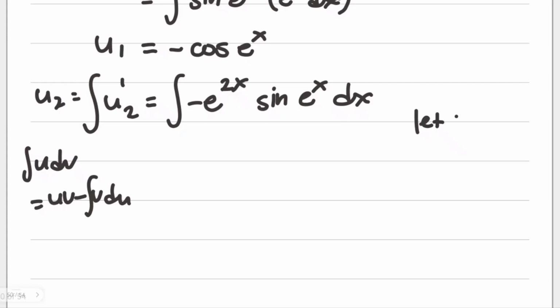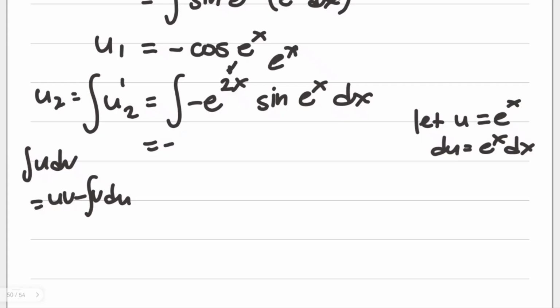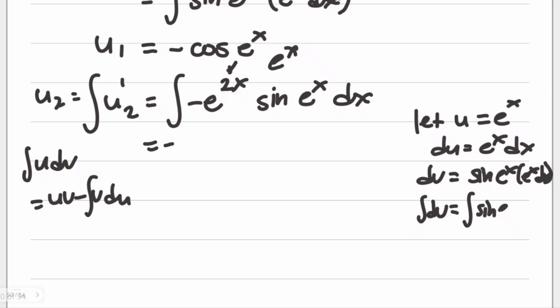Let's say u is e to the power of x, so our du is e to the power of x dx. Again, we're moving the negative sign outside. If I take one e to the power of x here, I still have one more e to the power of x. So our dv is sine e to the power of x times the additional e to the power of x dx. The integral of that dv, the integral of sine e to the power of x, e to the power of x dx, is just negative cosine e to the power of x.